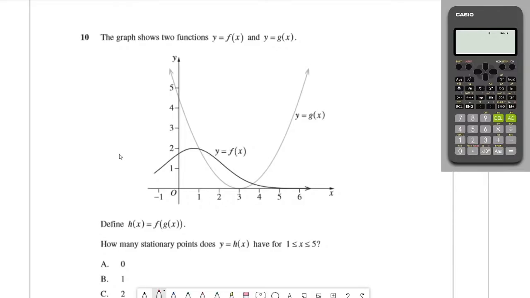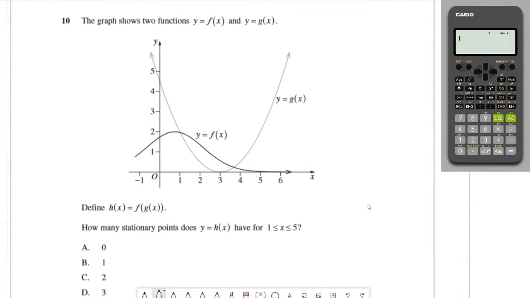Okay, I've got to think back to this one a bit. So, h of x is equal to f of g of x. How many stationary points does it have? Looking at this, f of g of x. So, the x values I put in give me the g of x out in return. I'm taking the outputs of g of x and putting them into f of x.